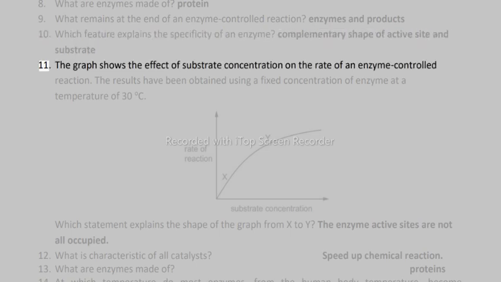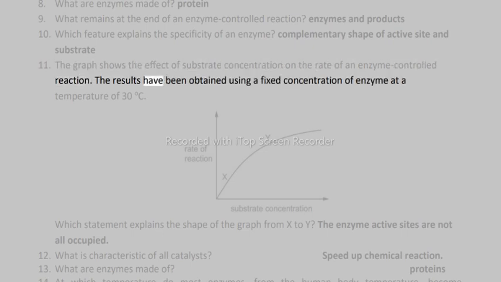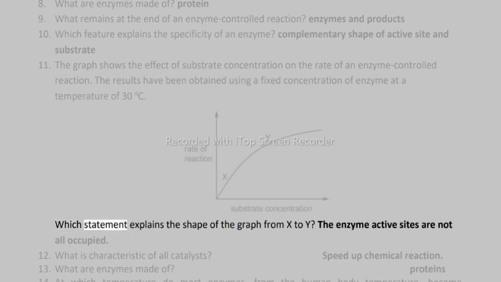11. The graph shows the effect of substrate concentration on the rate of an enzyme-controlled reaction. The results have been obtained using a fixed concentration of enzyme at a temperature of 30 °C. Which statement explains the shape of the graph from X to Y? The enzyme active sites are not all occupied.